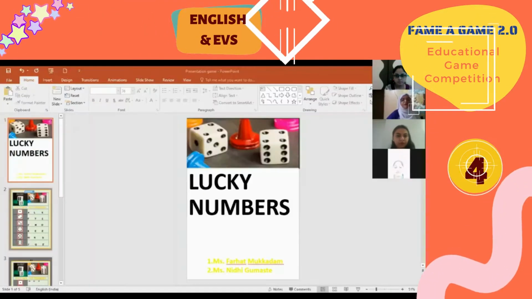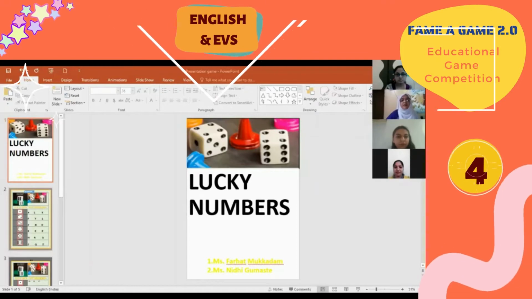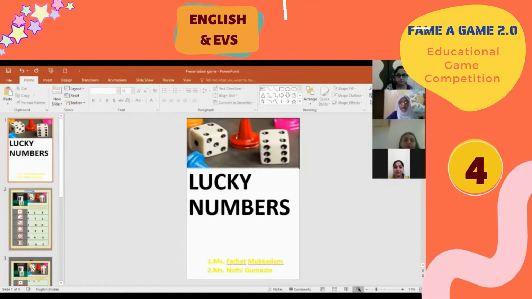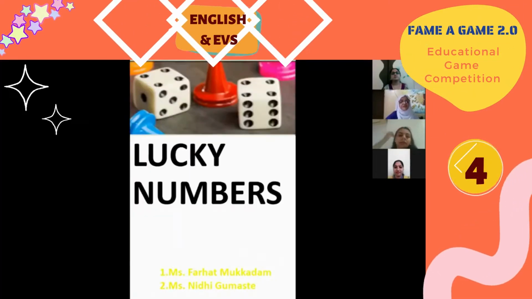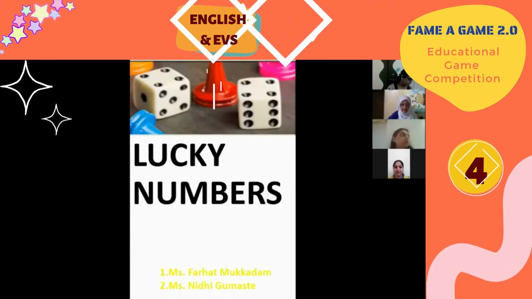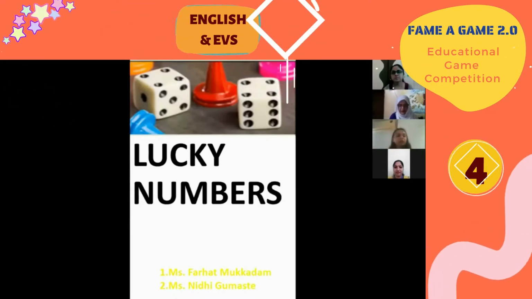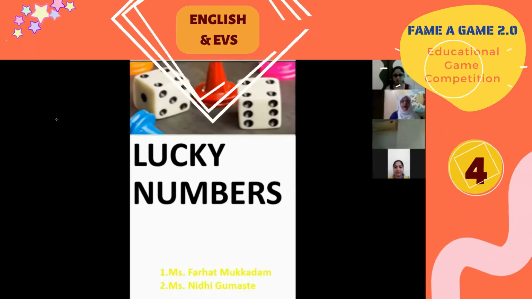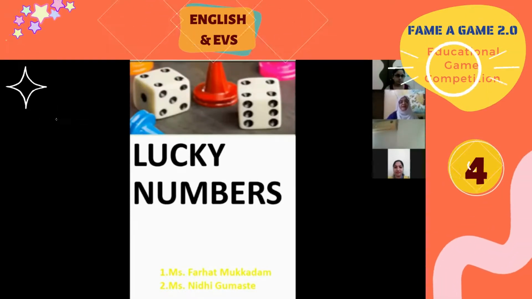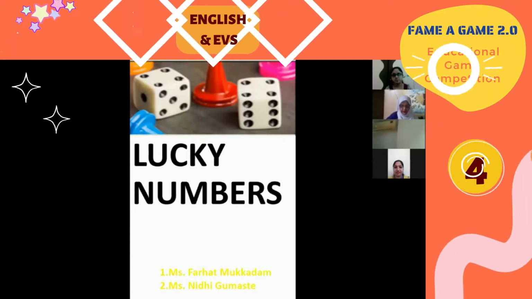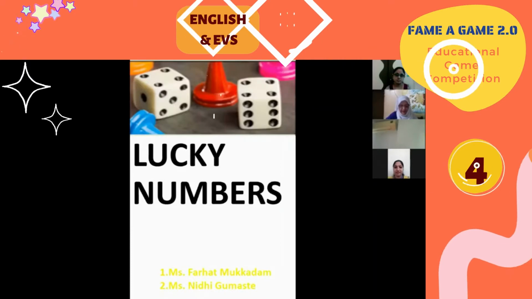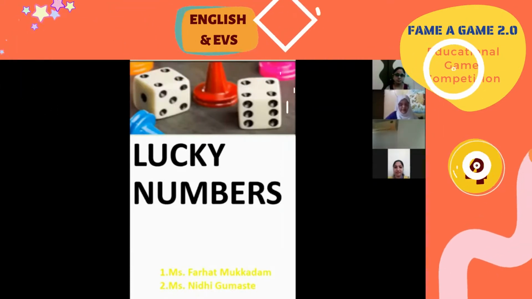The name of the game is Lucky Numbers. The name is Lucky Numbers, but the game is of literacy. This game can be played with the age group of 3 to 6 years. The game has two components here, the dice and a chart of letters, words, and sentences. It is also a very low cost game.